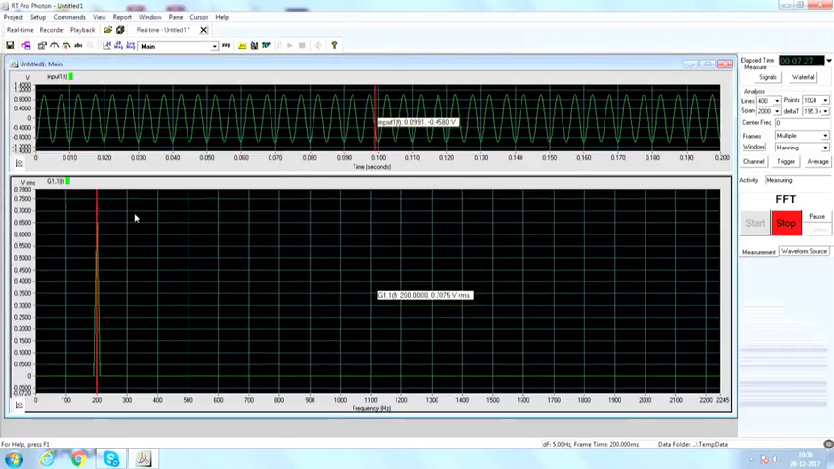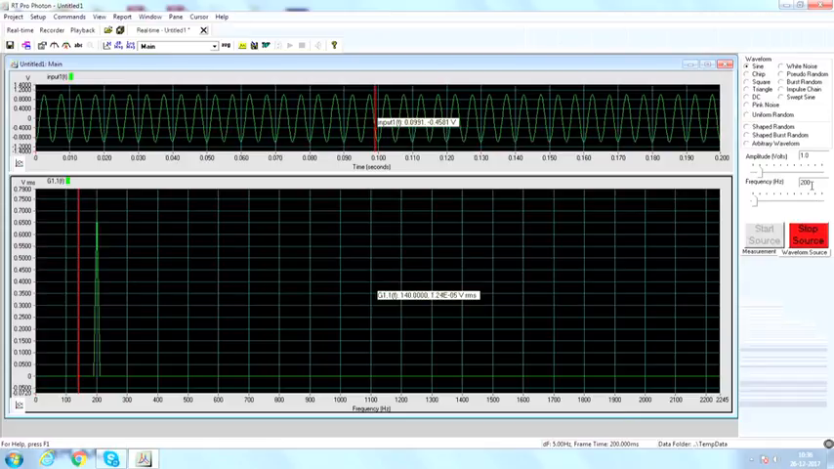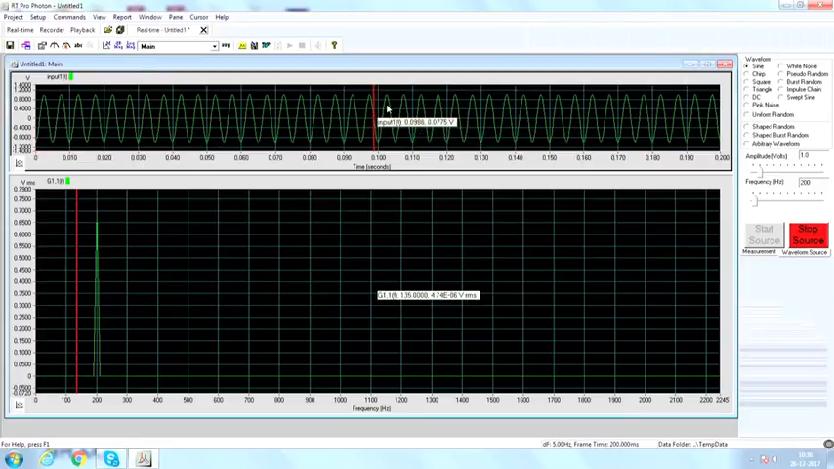Okay. So you see here, to begin with, I have generated a 200 hertz sine wave of 1 volt amplitude, which you can see here if I move the cursor, this cursor here, close to 1.005 volt or 1 volt peak, right.